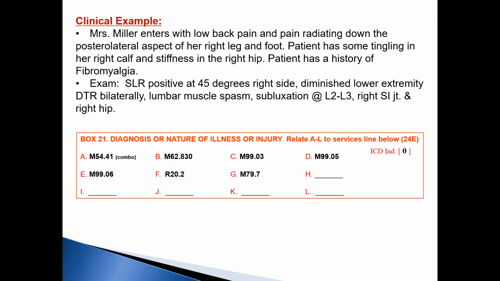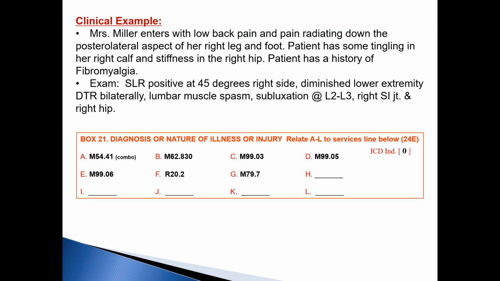Next, Mrs. Miller enters the office with low back pain and pain radiating down the posterolateral aspect of her leg and foot. She has some tingling in her calf. She has a history of fibromyalgia. So here's where, okay, we have a patient with pain radiating down the leg. So straight leg raise, yeah. Do some tests that substantiate your diagnosis of sciatica. Diminished lower extremity reflexes, spasm, subluxation, right SI joint, and right hip pain.